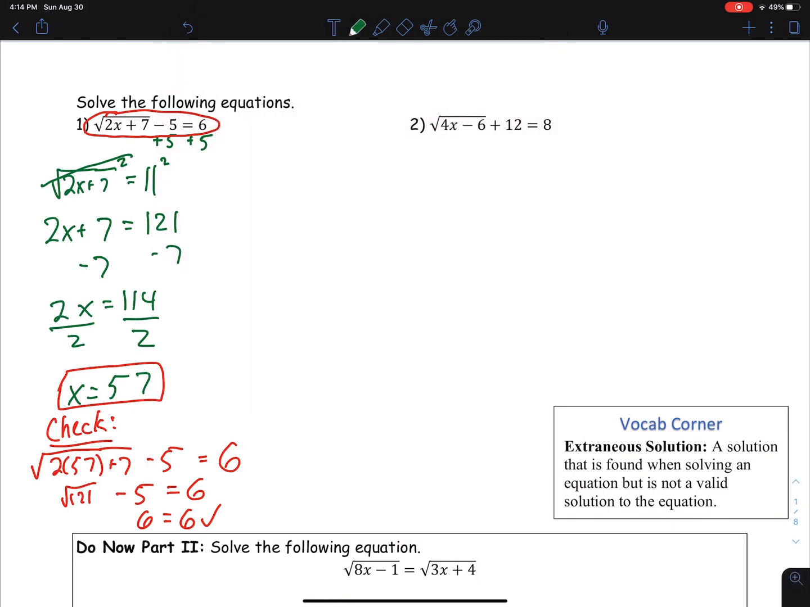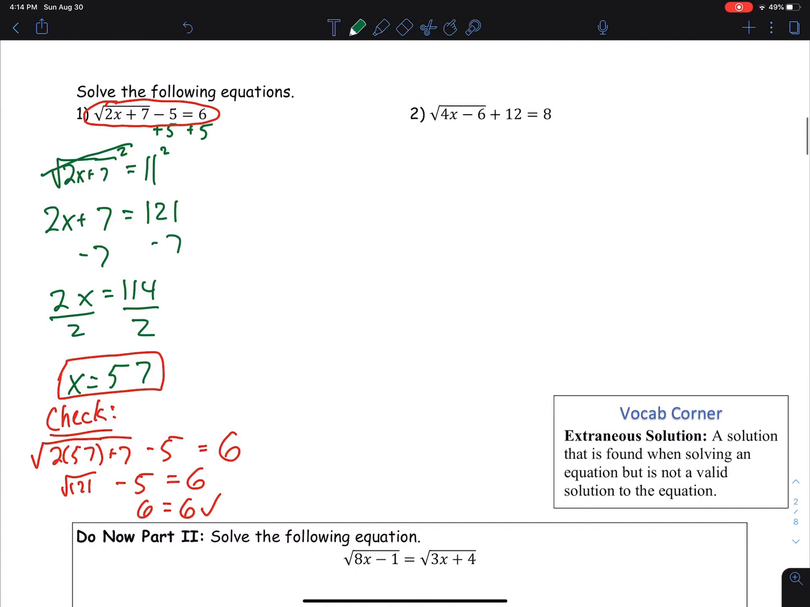Number 2 is very similar to number 1. It's the same format. We want to get the radical or square root by itself, so I'm going to subtract 12 on both sides. I get the square root of 4x minus 6 equals negative 4. I want to get the square root by itself. It is. We did get it by itself. So now I want to get the x alone, the whole side being square rooted, so I can square both sides.